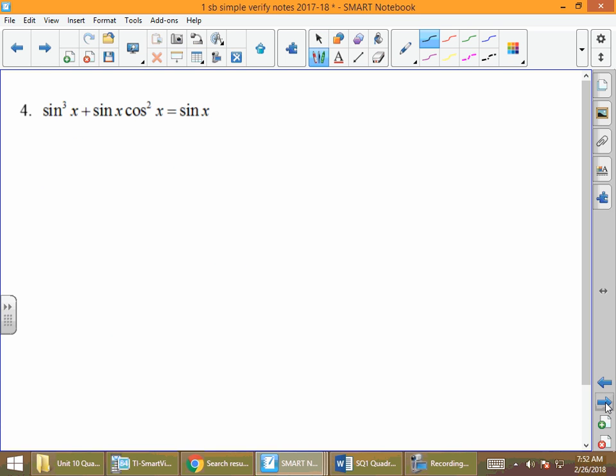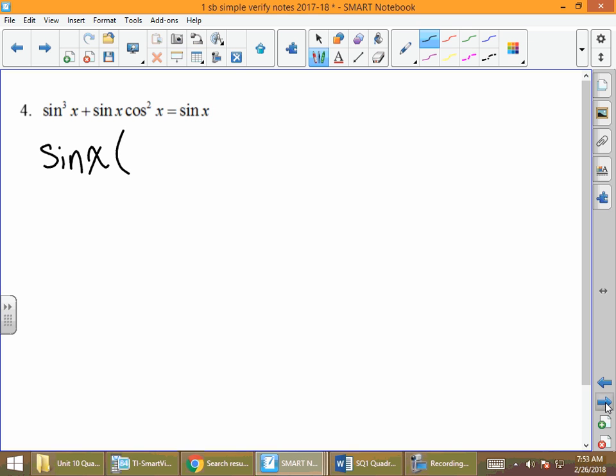Number 4. Sine cubed x plus sine of x cosine squared of x. Again, the left side is more complicated. And the first thing that stands out to me, and I hope that stands out to you, is, oh, we have a sine of x in both of those terms on the left side, which must mean that we can factor it.